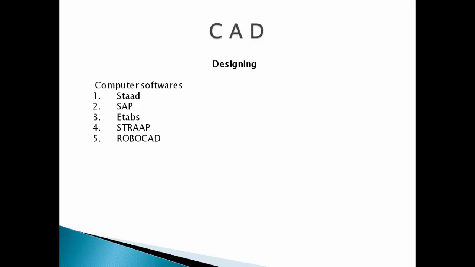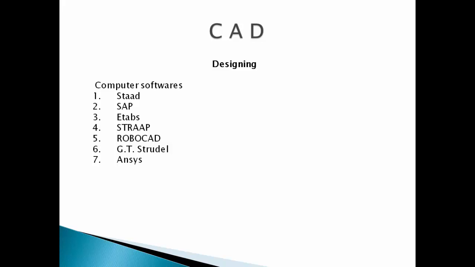Then we have RoboCAD. RoboCAD is just from Autodesk. This software is mostly used by mechanical and IT engineers, but it is also used by civil engineers nowadays. This is a very useful software. Then we have GT STRUDL, just like STRAP. GT STRUDL is also a frontline software. It's a modern day software.